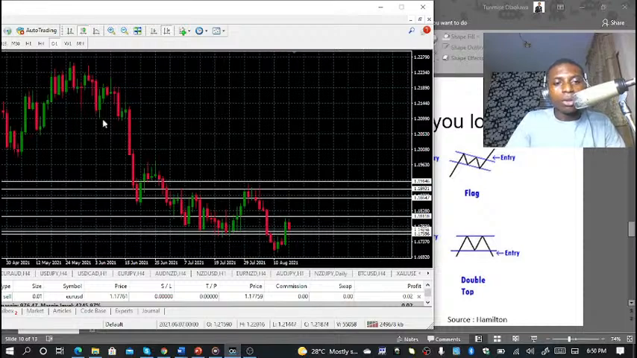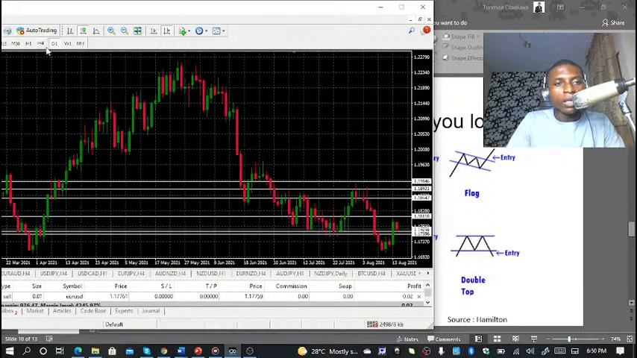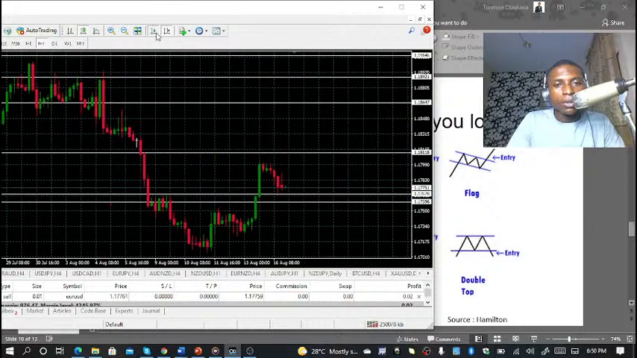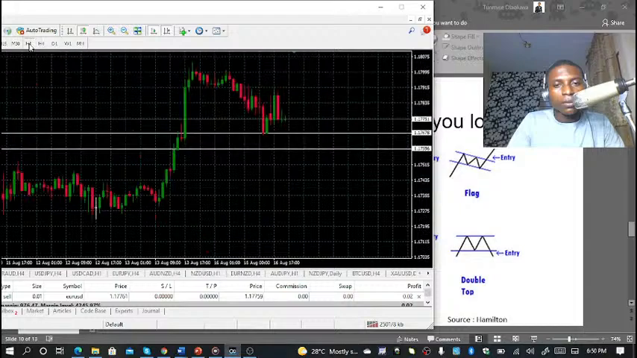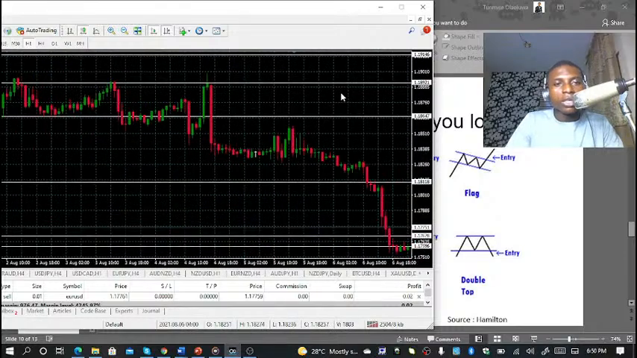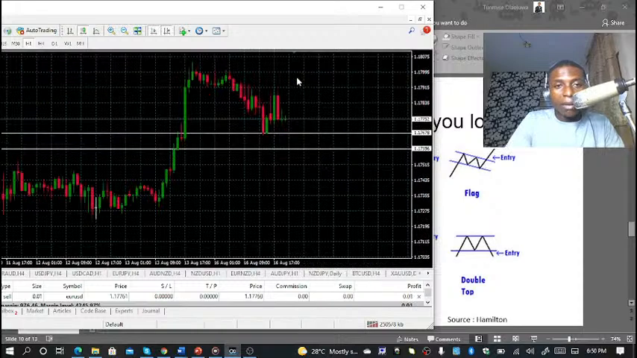Now I want us to see if we can spot a bullish... Okay, awesome. I want to look out for a bullish armor. Look at the armor. Do you see an armor here? Do you see an armor?